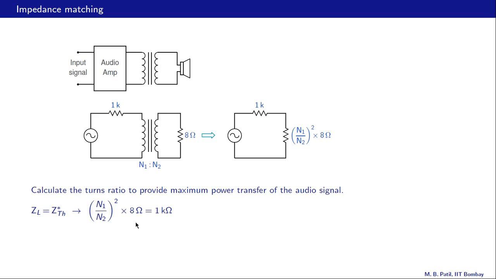And we can now solve this equation for N1 by N2, and that gives us N1 by N2 of about 11. So if we pick a transformer with this turns ratio, then it is guaranteed that the audio signal will deliver maximum power to the speaker, and we will hear the loudest possible sound that is possible with this input signal.